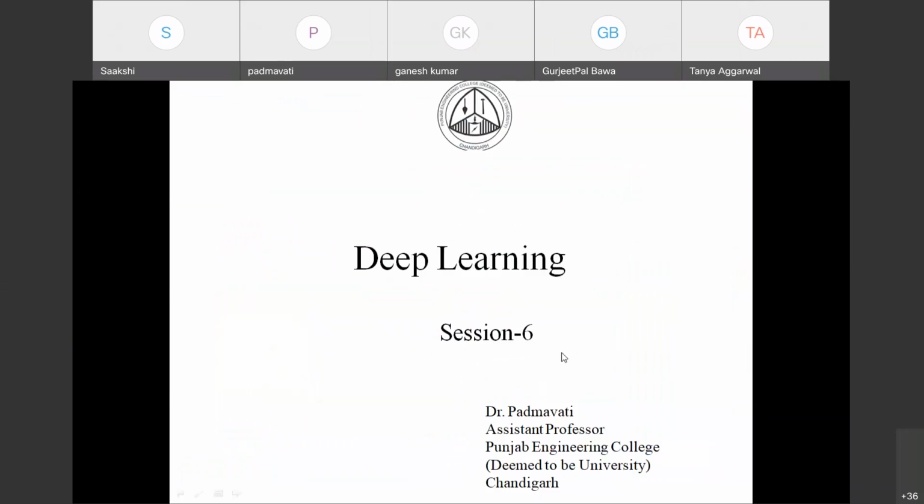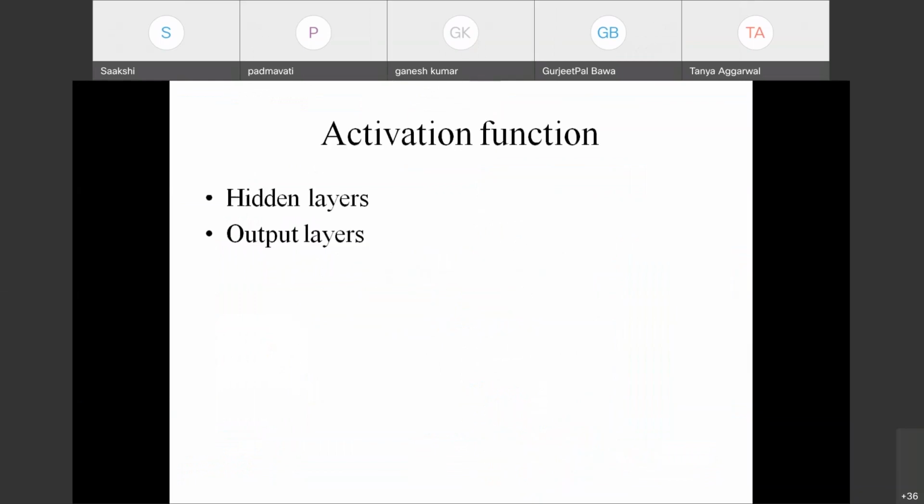Okay, let's start the next topic. Today is our sixth theory session. We have discussed enough about activation functions, and we know we need to introduce activation functions in hidden layers and output layers. Every neuron will have two types of functions: one is pre-activation, the other one is the activation function, right? And these activation functions are there in hidden as well as output layers.